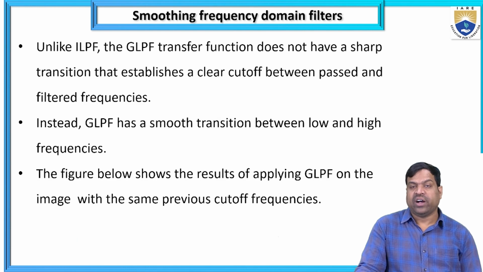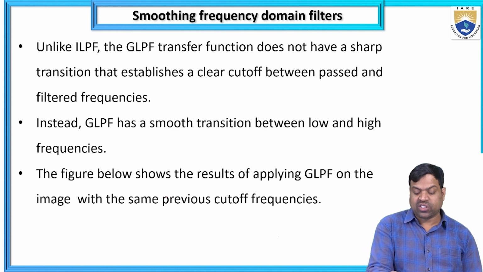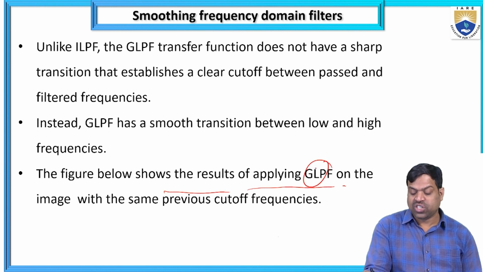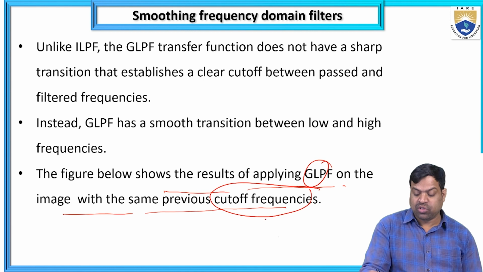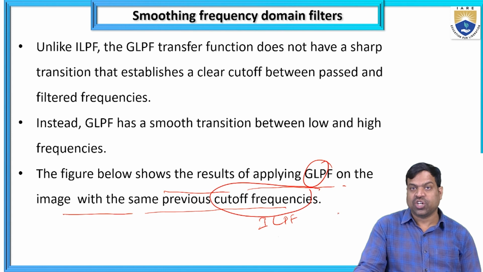So here, the ideal low pass filter transformation does not have a smooth transition; it establishes a clear cutoff between passed and filtered frequencies. Instead, the Gaussian low pass filter has a smooth transition between low and high frequencies. The figure shows the result of applying the Gaussian low pass filter on the image with the same previous cutoff frequencies. When applying cutoff frequencies, we could use the ideal low pass filter, but why the need for the Gaussian low pass filter?